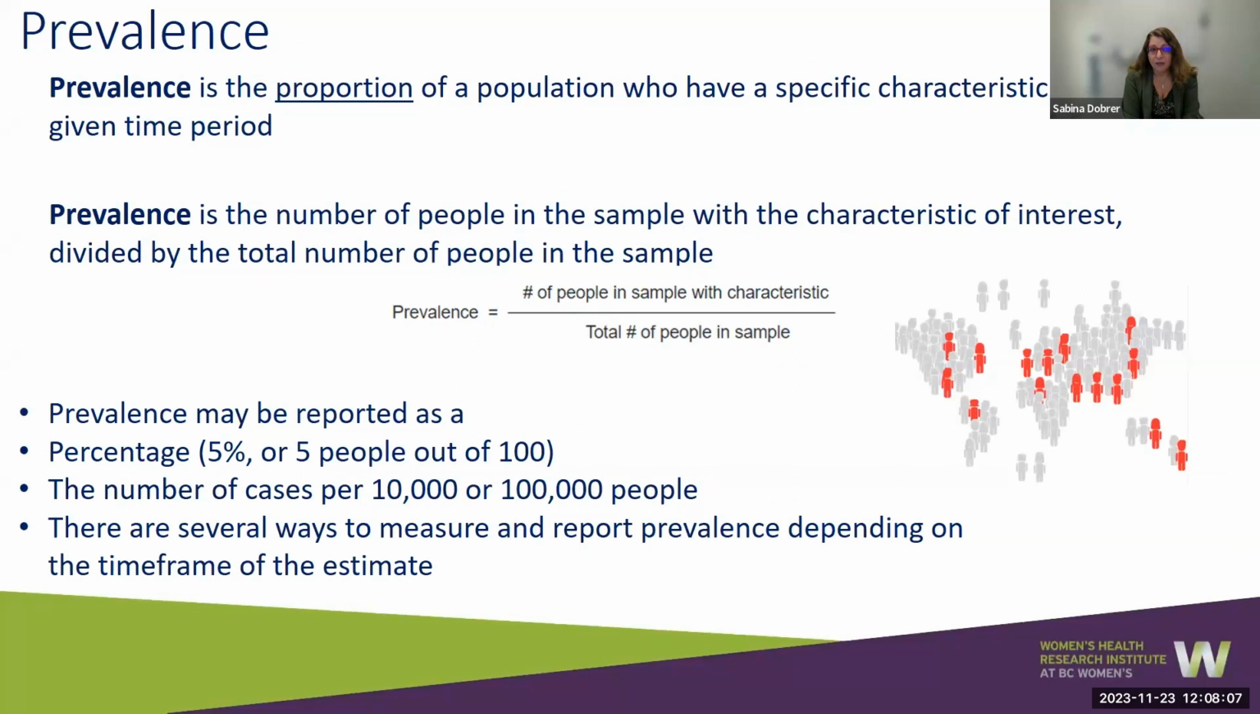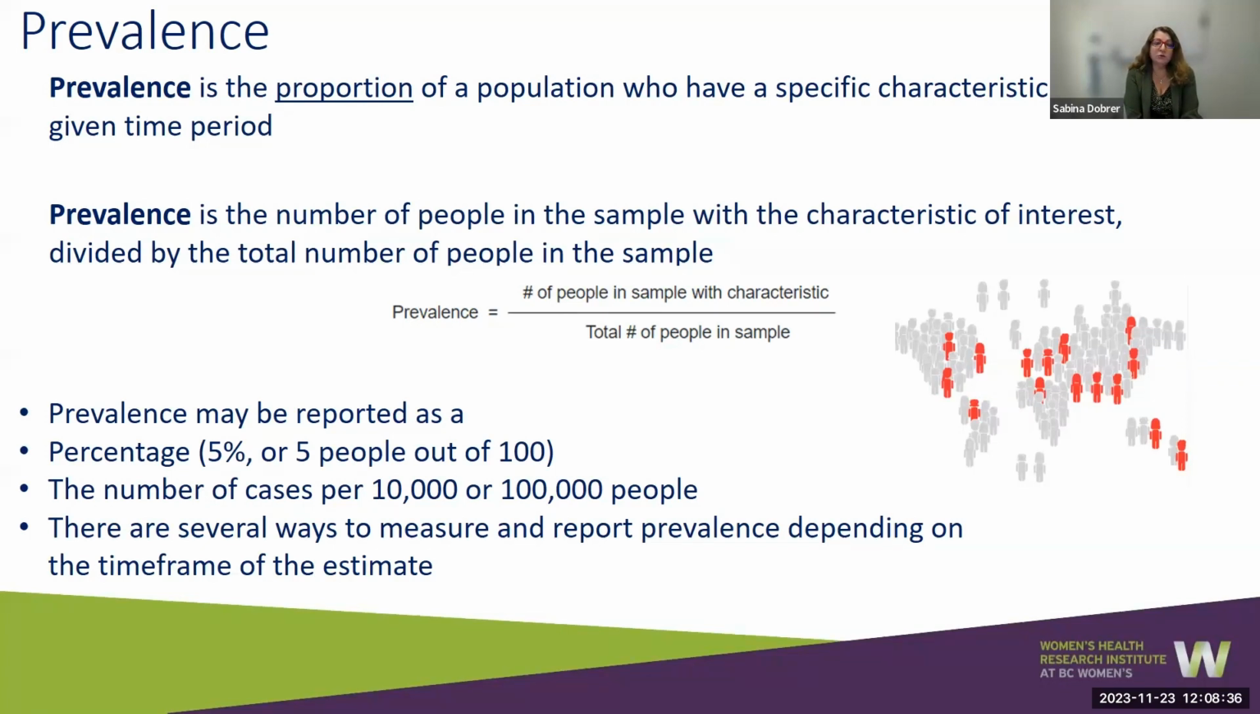Prevalence. Now, there is always confusion between prevalence and proportion, because prevalence is a proportion, but it's a very specific proportion. Prevalence actually is the proportion of the population who have a specific characteristic in a given time period. So yes, it's a proportion, but it's a proportion that is calculated in a specific way. For example, prevalence of HIV in Vancouver in '96.